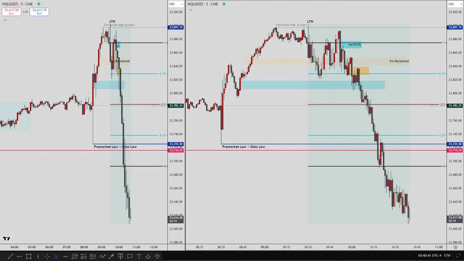I didn't go for the shorts at the macro because NFP was bullish, and last time on Friday I got stopped. So is this a good decision or bad?